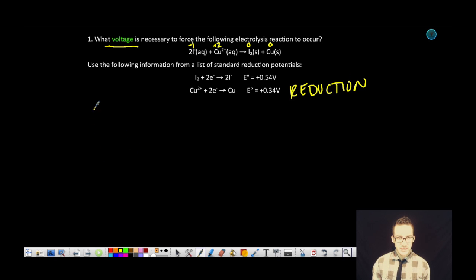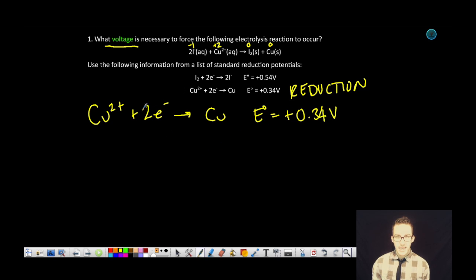And so when I rewrite this, I'm going to keep that half reaction the same. But this time I have to reverse that first reaction, even though it has the greater positive reduction potential, because again, it's an electrolytic cell here. So we're going to get 2I⁻ going to I2 plus 2 electrons. Again, since we reversed it, we are going to reverse the reduction potential here.